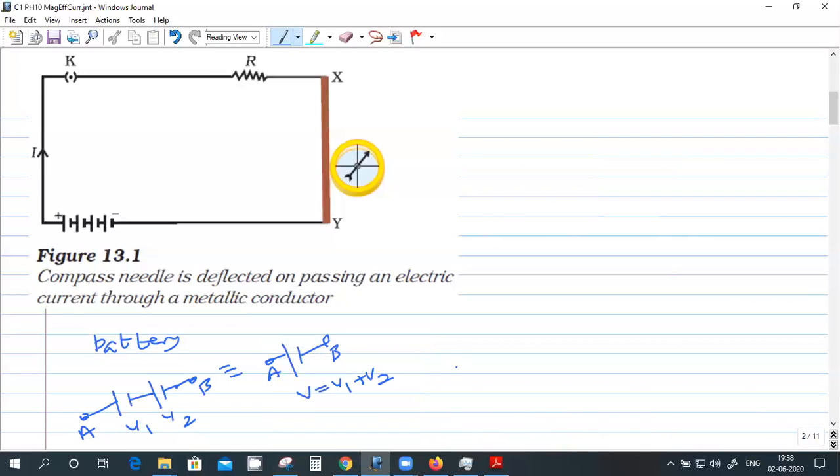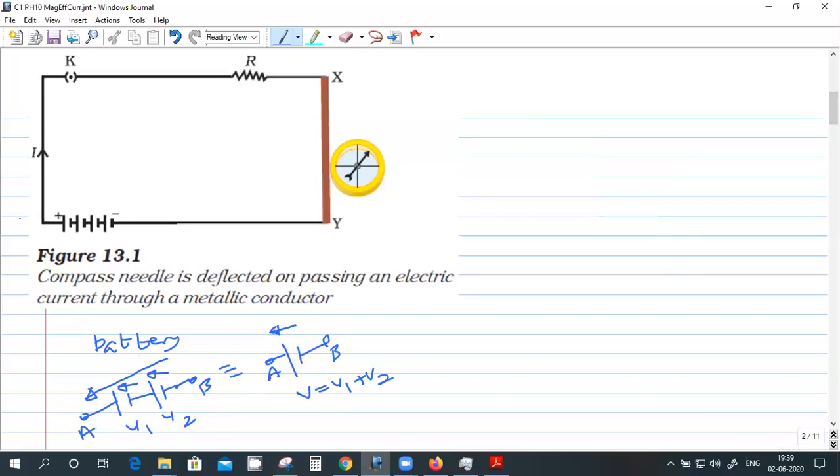Because these two cells are connected in series, the rise from B to A is V1 plus V2. When I go from point B to point A, there is a potential rise, right? Here there is a potential rise of V2, and here there is a potential rise of V1. So the total potential rise is V1 plus V2. So the potential rise from B to A should be the same in both the equivalent circuits.